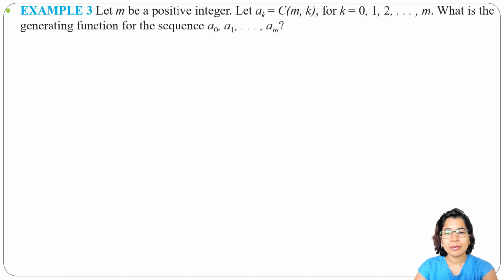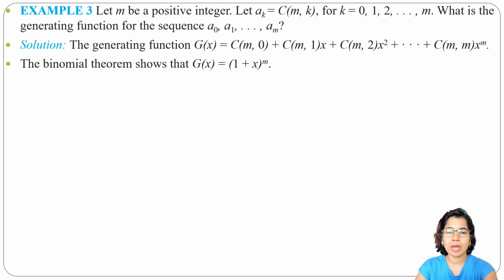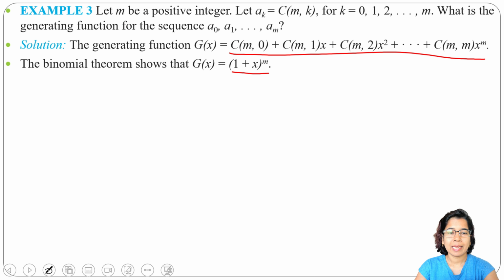What is the generating function for the sequence a0, a1 till am? Solution: g(x) = C(m,0) + C(m,1)x + C(m,2)x^2 + ... + C(m,m)x^m. And this is the same as the binomial theorem, so this value equals (1 + x)^m. (1 + x)^m equals C(m,0) + C(m,1)x + C(m,2)x^2 till C(m,m)x^m. So this is for (1 + x)^m.